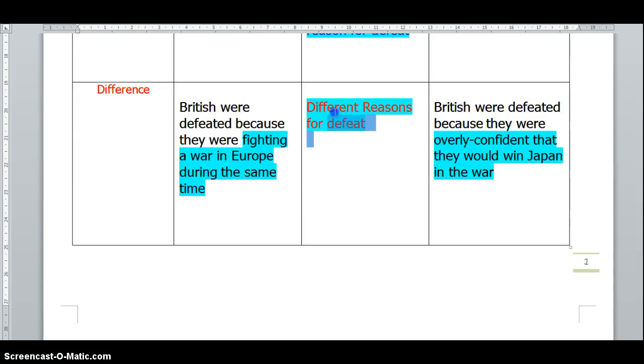Moving on to difference, the common difference which I found was that there were different reasons for the defeat. Let's take a look. In source A, we see that the British were defeated because they were fighting a war in Europe during the same time. However, in source B, it gives a separate reason by saying that the British were defeated because they were overly confident that they would win Japan in the war.